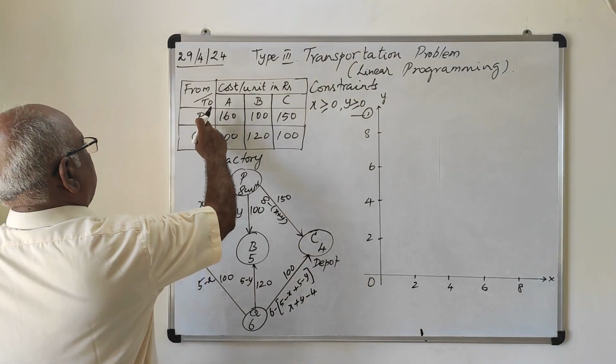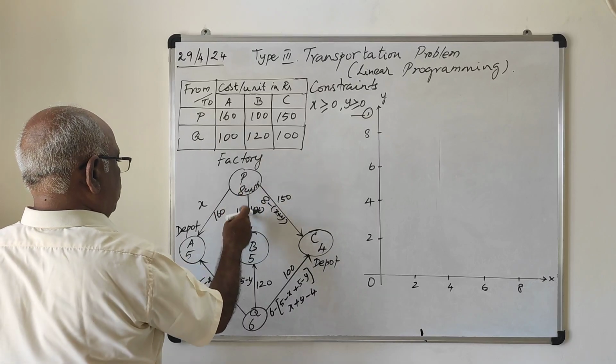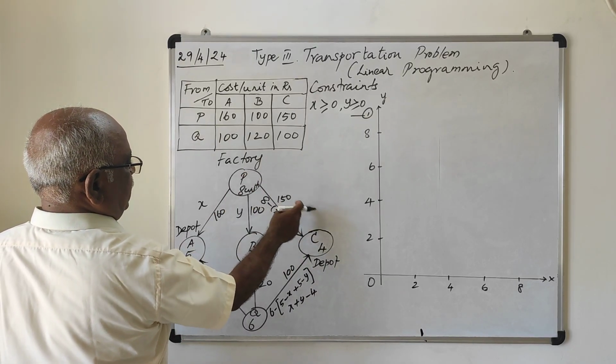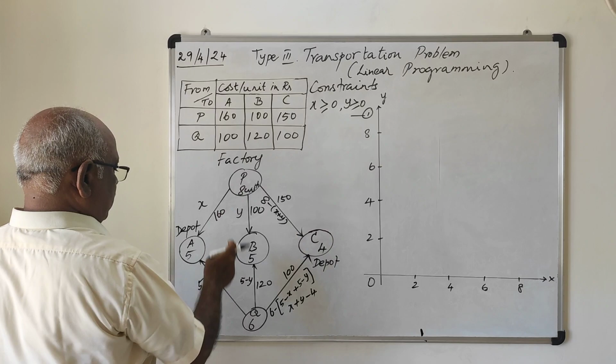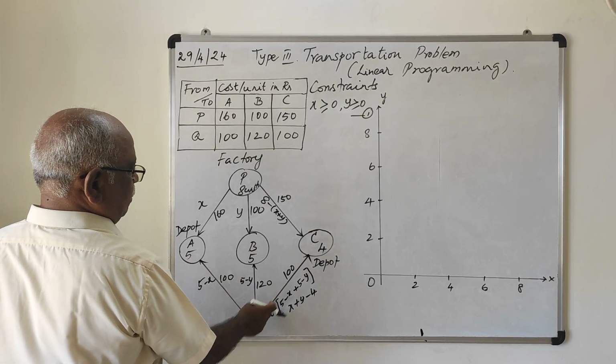Similarly, the cost from P to the depot A is 160, P to the depot B is 100, P to the depot C is 150 rupees per unit. Similarly, Q to the depot A is 100, Q to the depot B is 120 and Q to the depot C is 100.